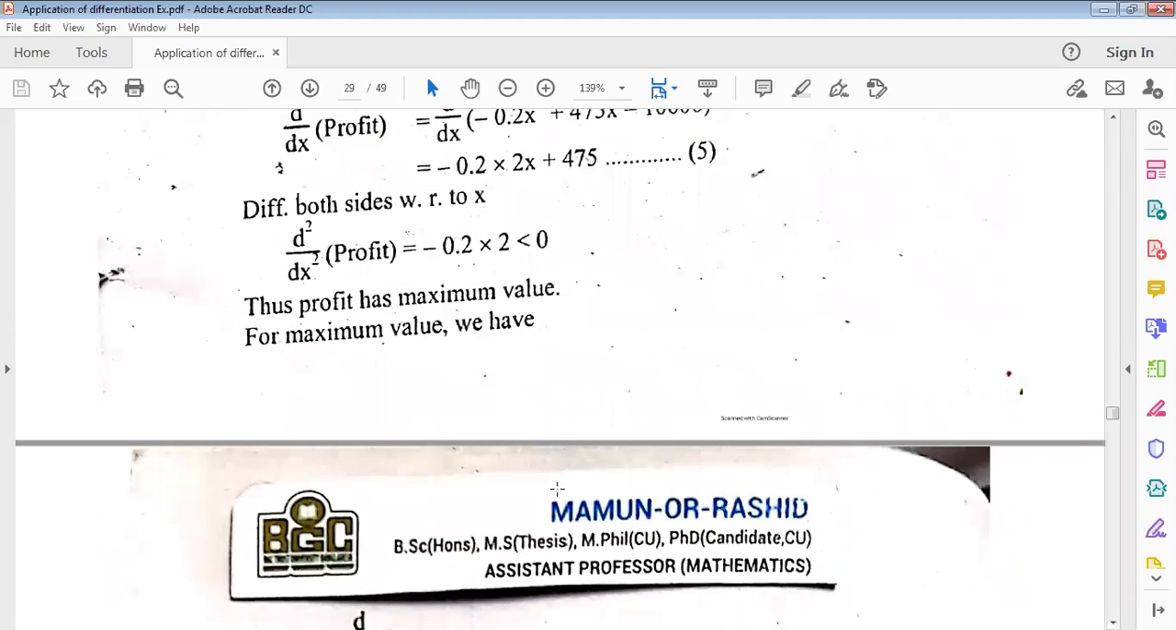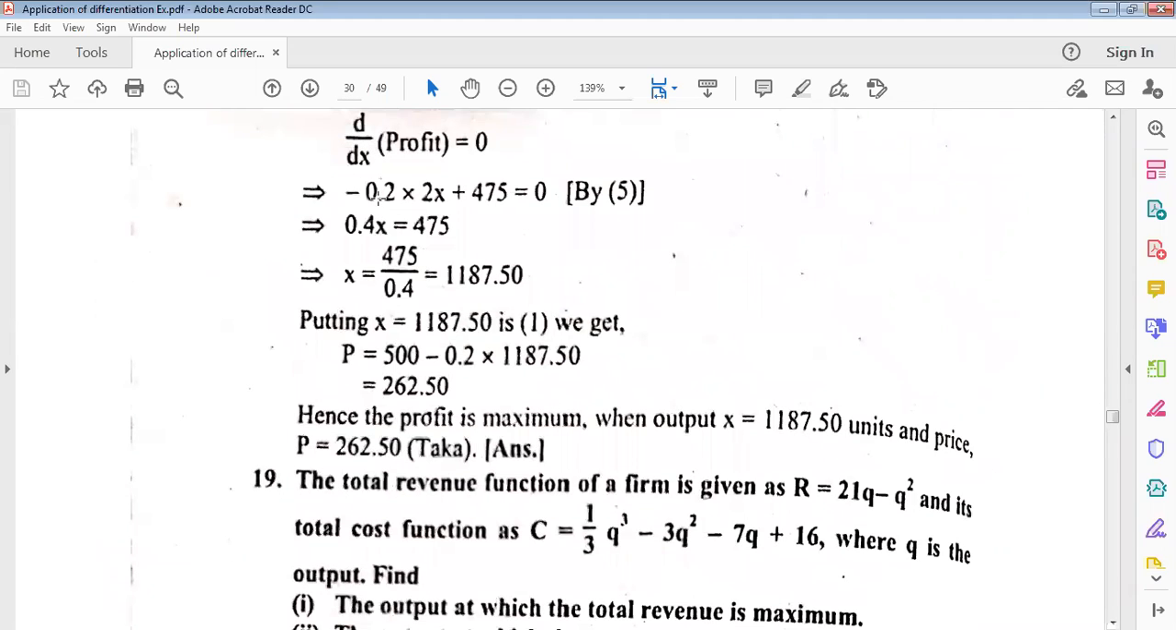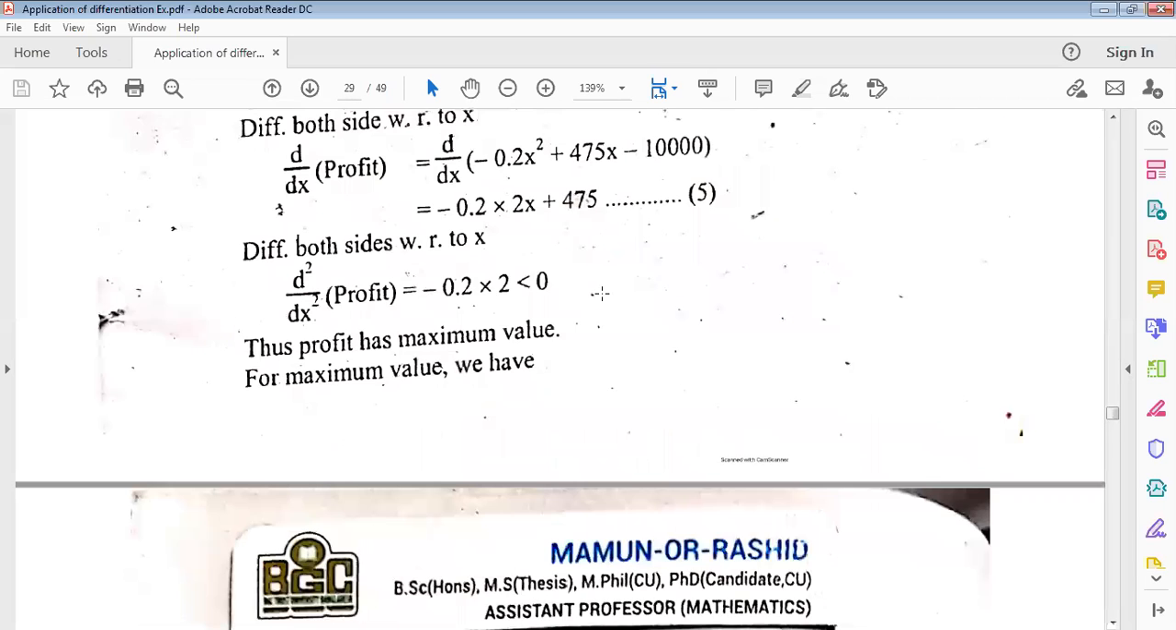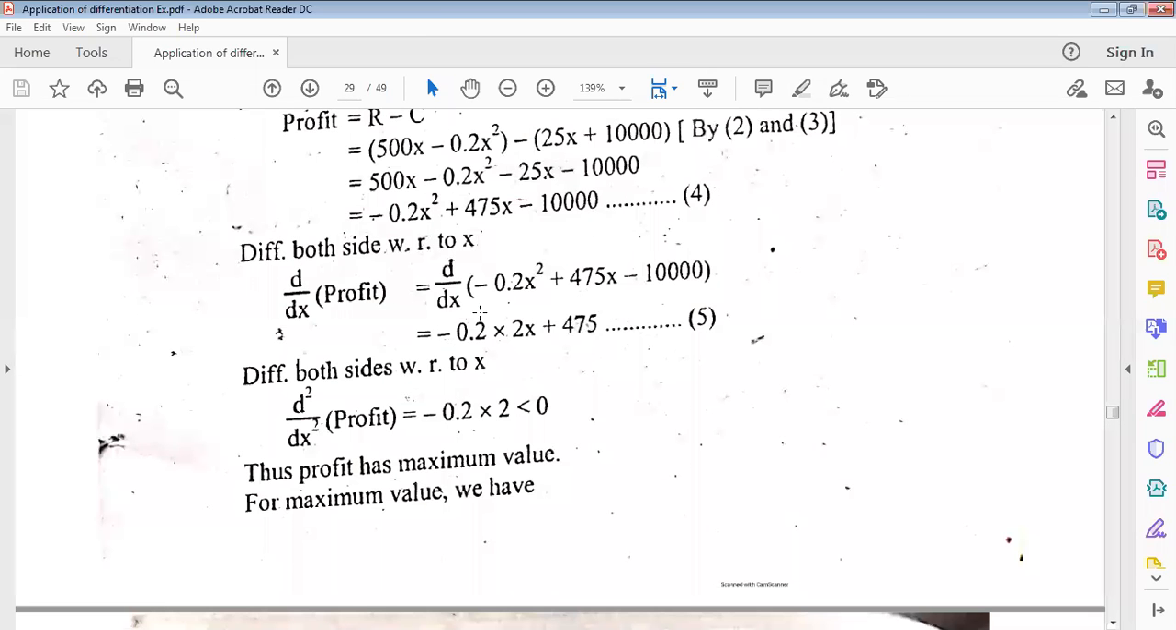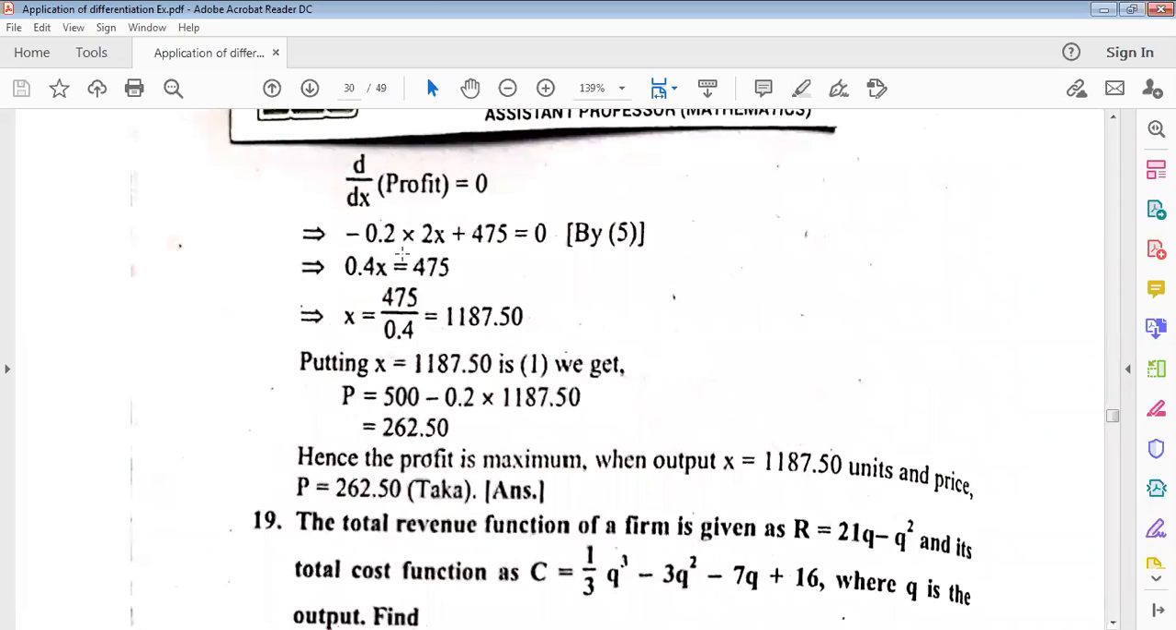For the maximum value of P, the first derivative dP/dx will be 0. By equation number 5, this is the first differentiation: minus 0.2 into 2 x, that is 0.4 x, plus 475 equals 0. So 0.4 x equals 475, and x equals 1187.50. Now putting the x value in equation 1, we get the price. You have to find out the price and output. Understand?